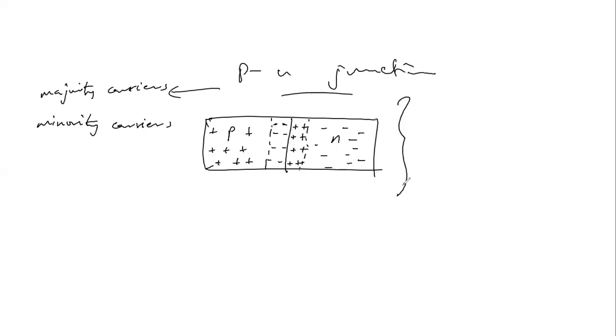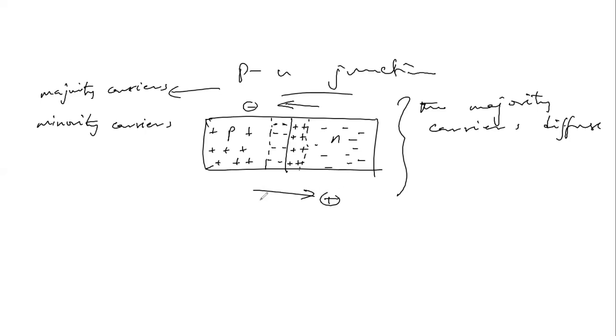So the majority carriers diffuse. That is, holes will move from the p side to the n side, while electrons will move from the n side to the p side. Okay. So it means that electrons will move in this direction, while holes will move in this direction. So that will give us a net diffusion current.